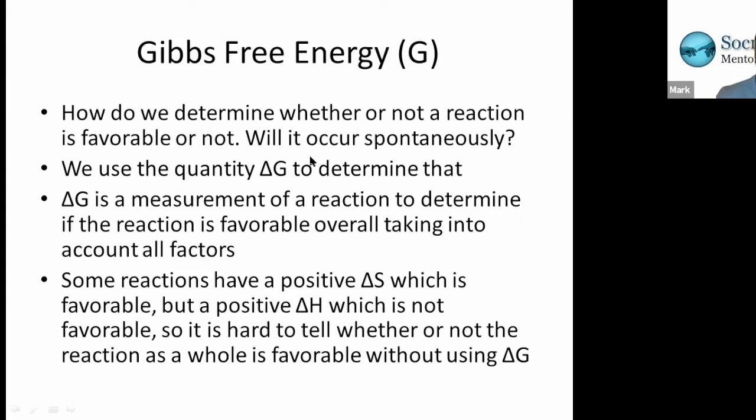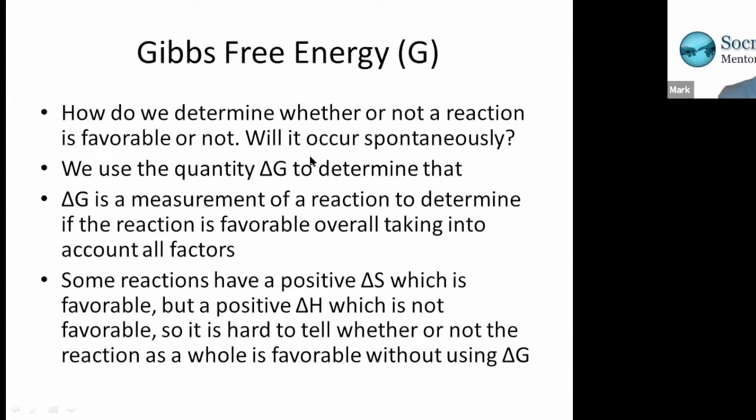For example, what does a positive delta S mean? Well, it means you have more entropy at the end than you started with. Entropy, you know, is what the universe wants. It wants randomness. So if you have a positive delta S, that means there's more randomness at the end than there is at the beginning, which is good, right? That's what the universe wants. So you would want a positive number in order to be favorable.